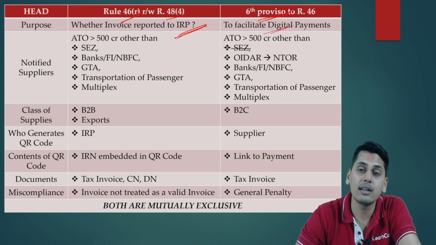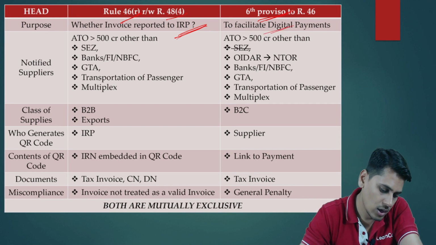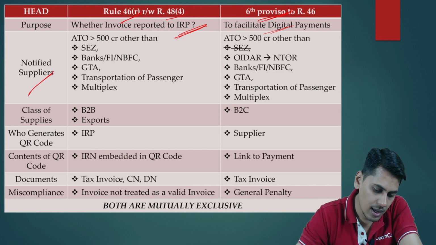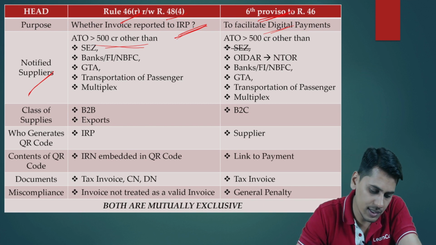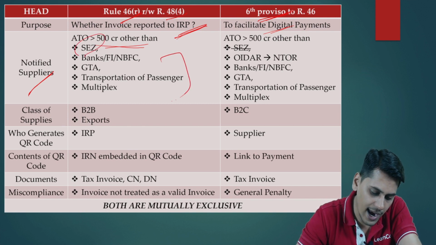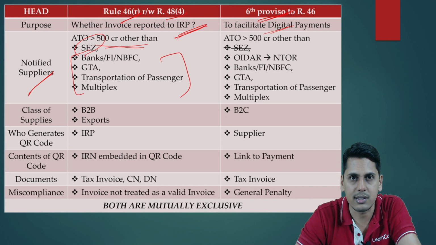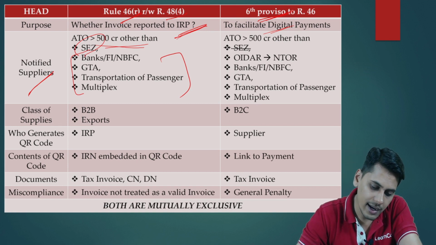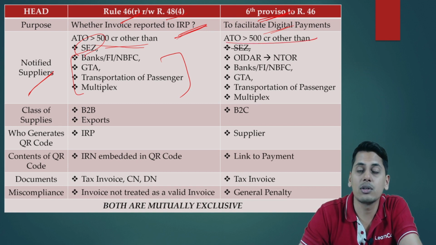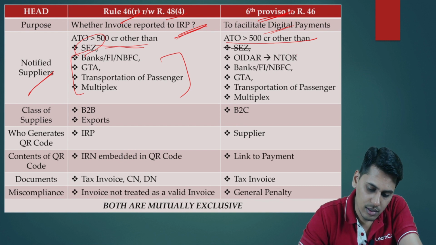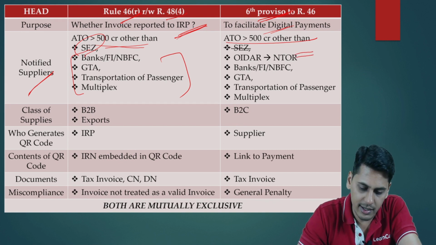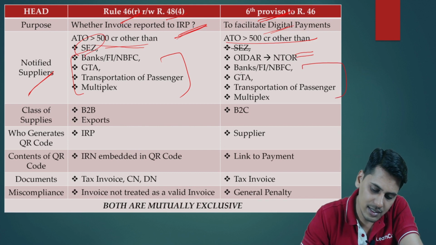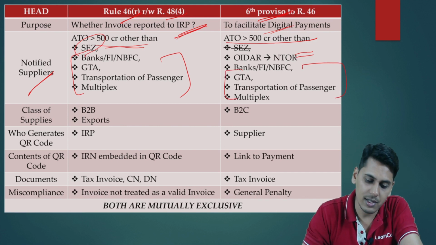It is to facilitate digital payments. Who are the notified suppliers? Aggregate turnover greater than 500 crores in any preceding financial year starting from 17-18 onwards, other than special economic zone, and these specified suppliers. Here, aggregate turnover greater than 500 crores other than OIDR, supplying services to a non-taxable online recipient, these specified suppliers.